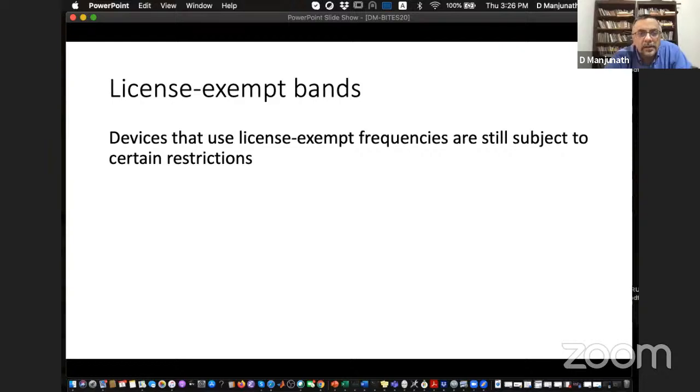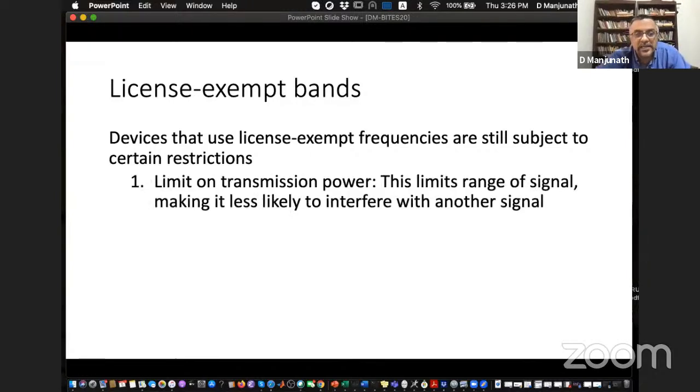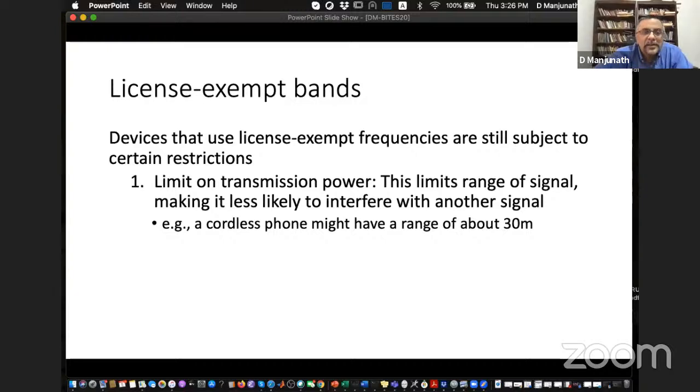Now, even if you are transmitting in a license exempt band, there will be some restrictions in terms of the power with which you can transmit and so on. What does limiting the power mean? It's not very hard to see that if I limit the transmission power, the range of the signal gets limited. Take a cordless phone, for example. I don't think cordless phones are being used by too many people anymore, but that, for example, has a 30 meter range.